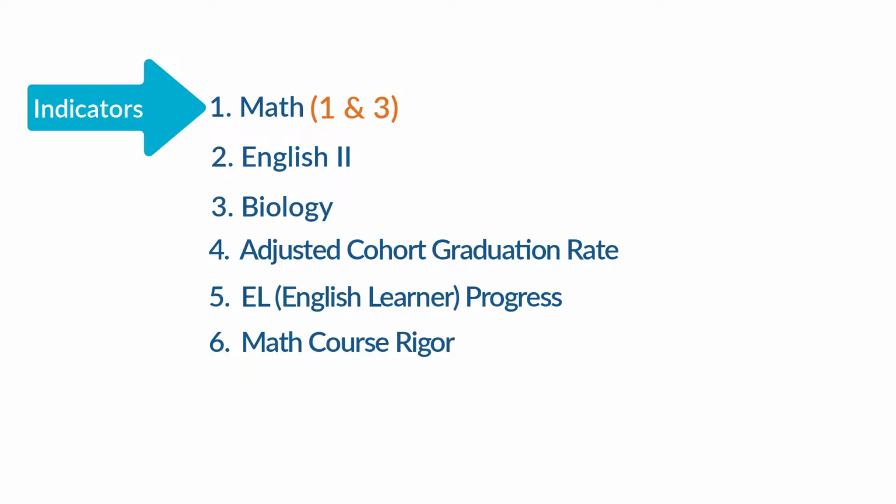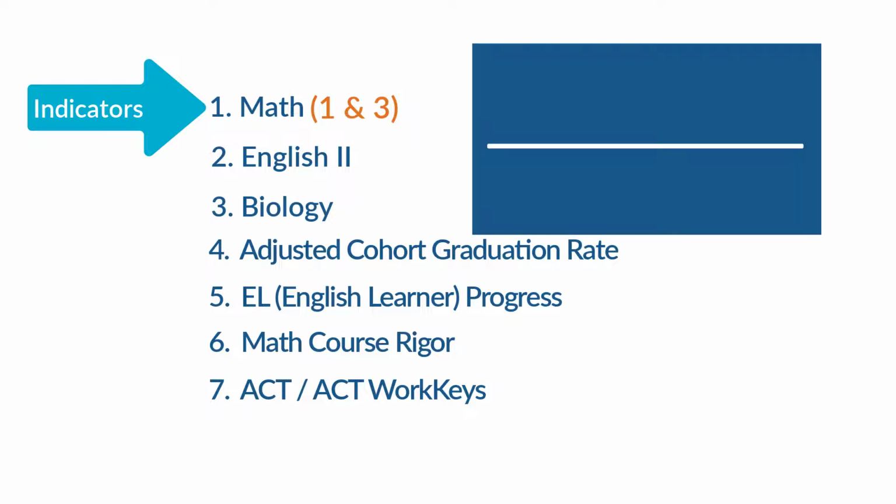The final academic indicator is the ACT WorkKeys indicator. This indicator is meant to measure college and career readiness. The numerator consists of students who earned either a silver or higher on the ACT WorkKeys assessment and were a CTE concentrator, or students who earned a 19 or higher composite score on the ACT assessment. Students only count once in the numerator.